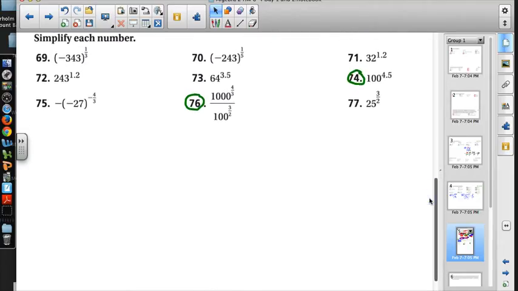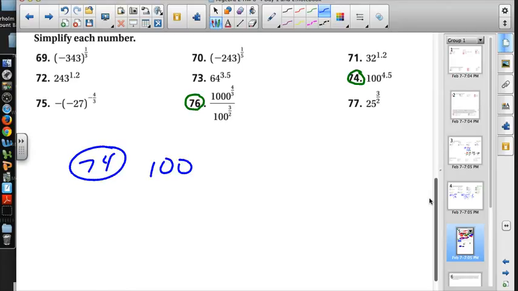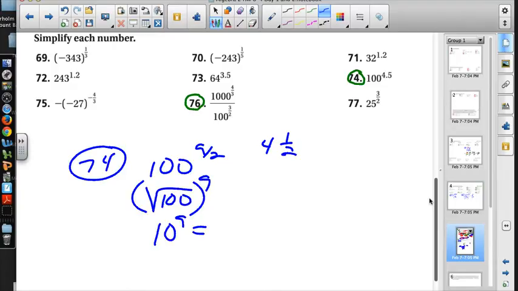Scroll this up a bit and do a couple of these in the 70s with you. So number 74 is about numbers. And we have 100 to the 4.5, and obviously they're trying to hide something from us. That 4.5 is 9 halves. Well, what they were trying to hide was, that's the square root of 100 to the 9th power, and that's 10 to the 9th power. So that's a 1 with 1, 2, 3, 4, 5, 6, 7, 8, 9 zeros behind it.